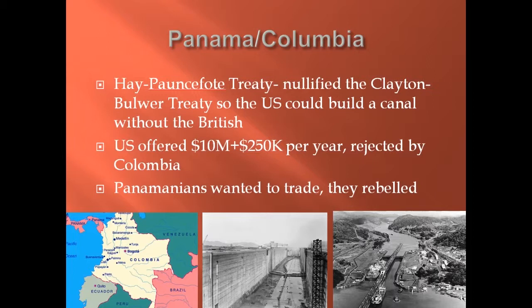Anyways, the canal was built without the help of the British, which at the time was to be done until we signed the Hay-Pauncefote Treaty. I honestly don't know how to say that either. Anyways, it basically nullified the Clayton-Bulwer Treaty so that the US could build the canal without the British.